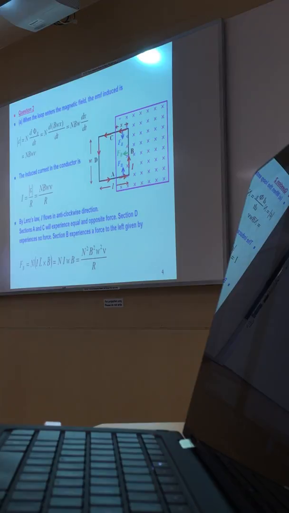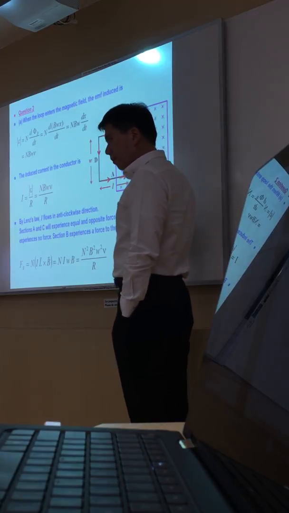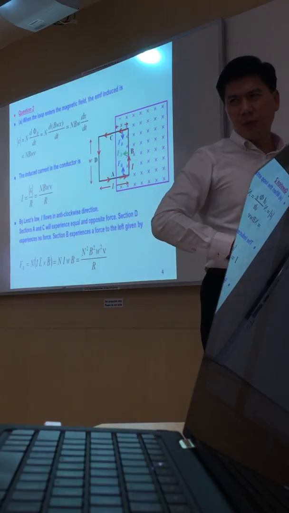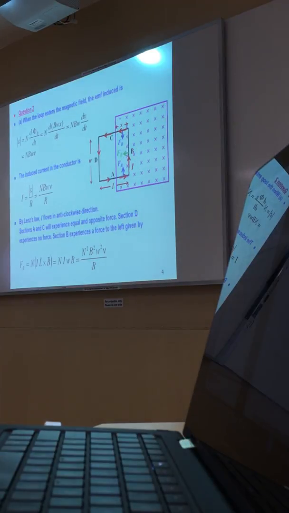Now it's very important to take note that this force is opposing the motion. Isn't it? Because we assume this coil is moving to the right, but the force acting on it is to the left. So it's opposing the motion. In fact, this is expected. Even without solving, you should already guess that the magnetic force must be opposing the motion. Why?